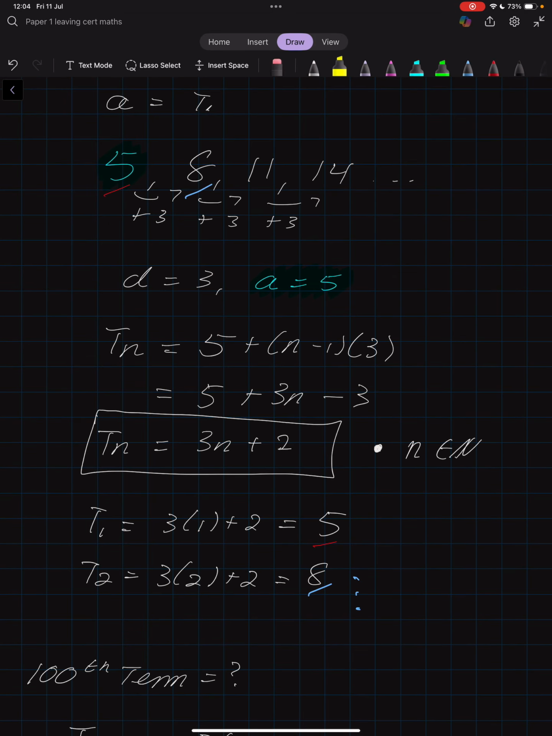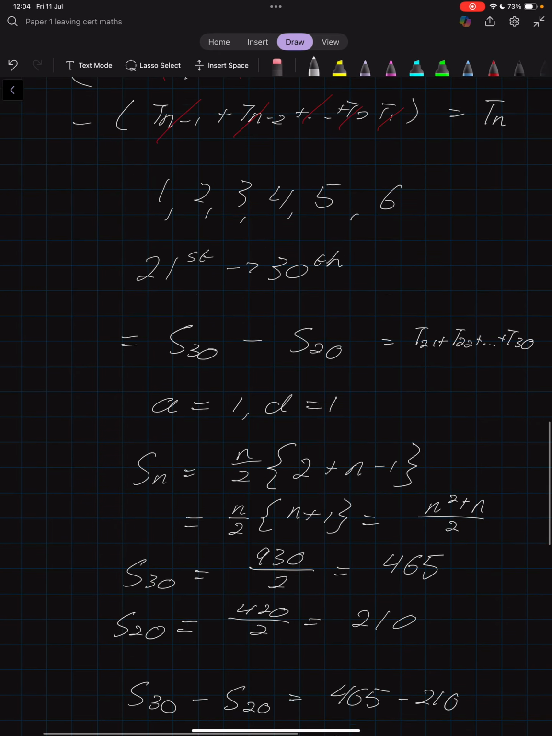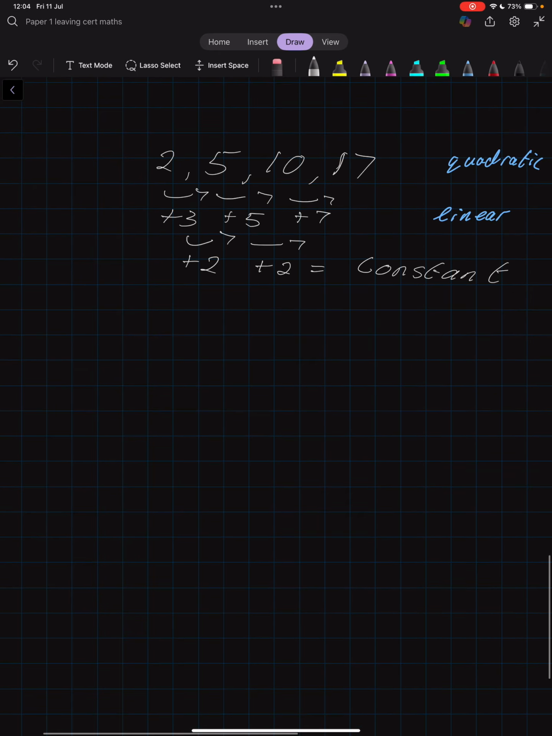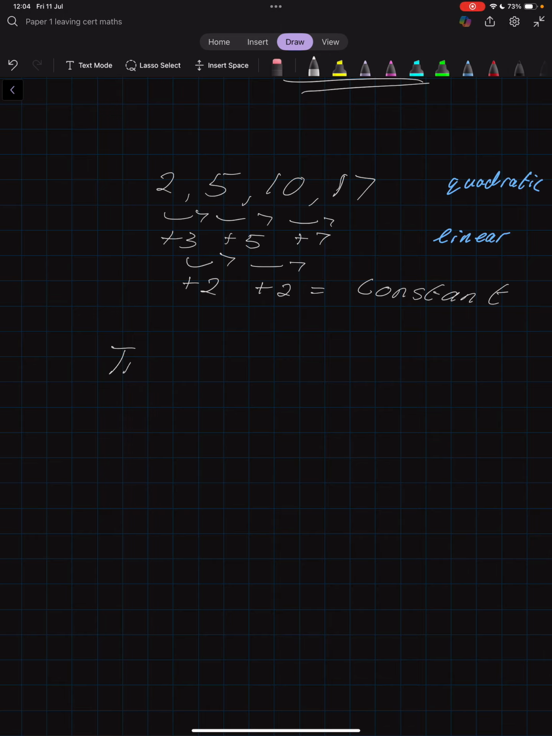Yeah, so see, for a linear sequence, Tn is a linear function. So there's no n squared, there's no n cubed, it's just the highest power is n. So it's linear. The same thing is going to happen for quadratics. So for quadratics, Tn is going to be some an squared plus bn plus c.